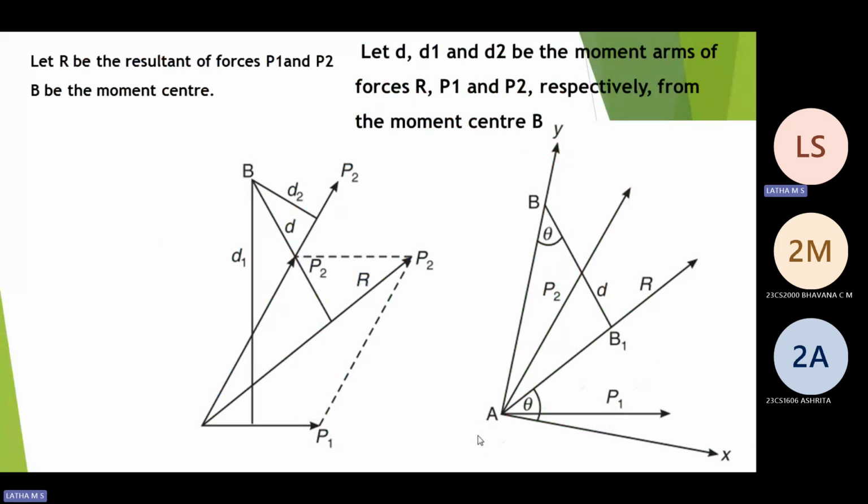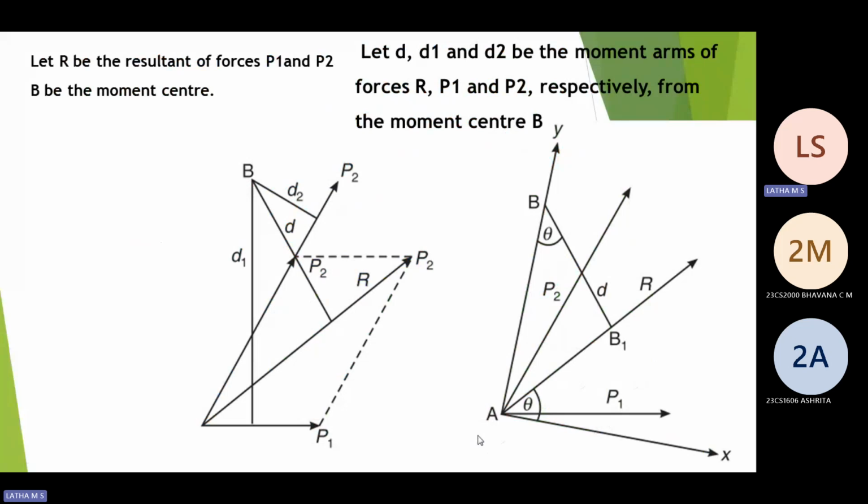Now, similarly for P2 also, I have taken the distance as D2. For P1 it is D1. Similarly, I have to calculate the resultant perpendicular distance, which is nothing but D. Are you following or not? So B is a point, and I have to know what the moment is. What I have taken as A here, the same thing I'm taking as point B.